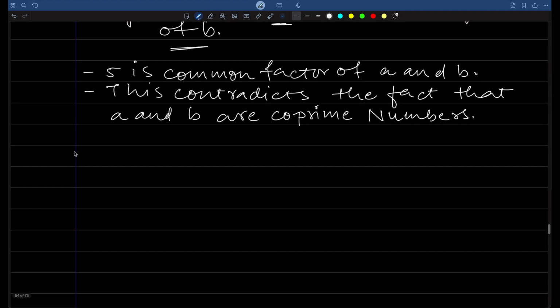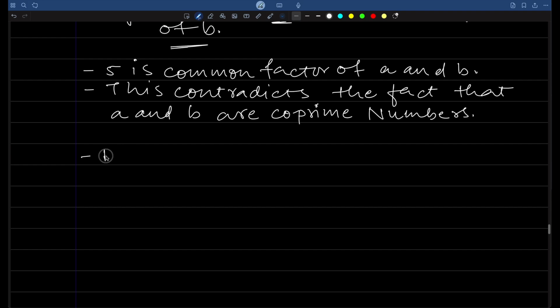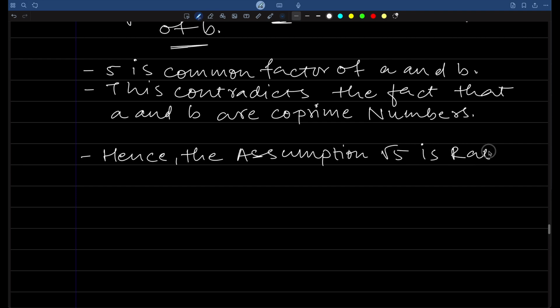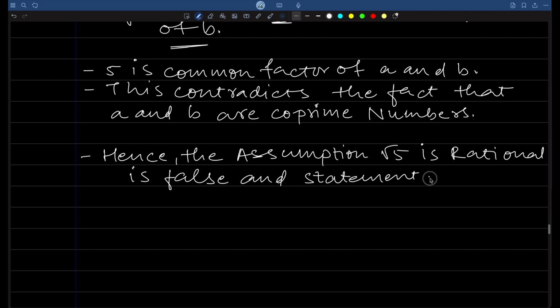And hence the assumption that root 5 is rational is false, and the statement root 5 is irrational is true.